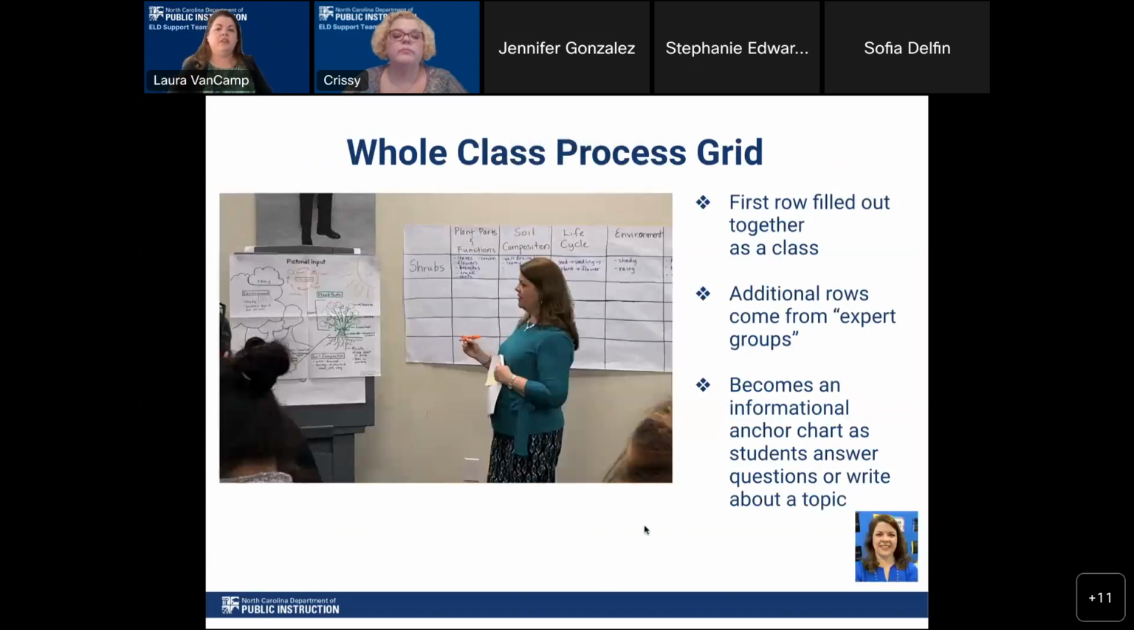So this is what it looks like. This is from another training that Chrissy and I did in Johnston County. So I had the pictorial input from the plant unit there. And so you can see on the right, what I did was I filled in each column: plant parts and functions, soil composition, life cycle, environment, and so forth. And then I said, we're going to fill out the first row for shrubs. We're going to use information from our pictorial input. And then different ones start calling out different facts.